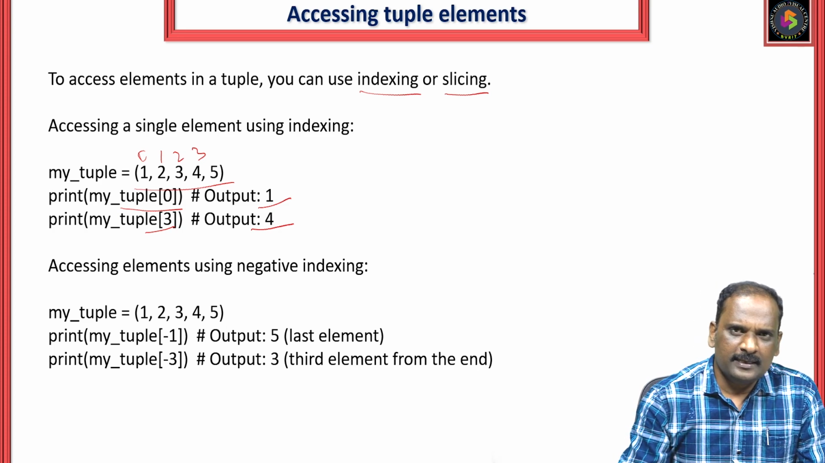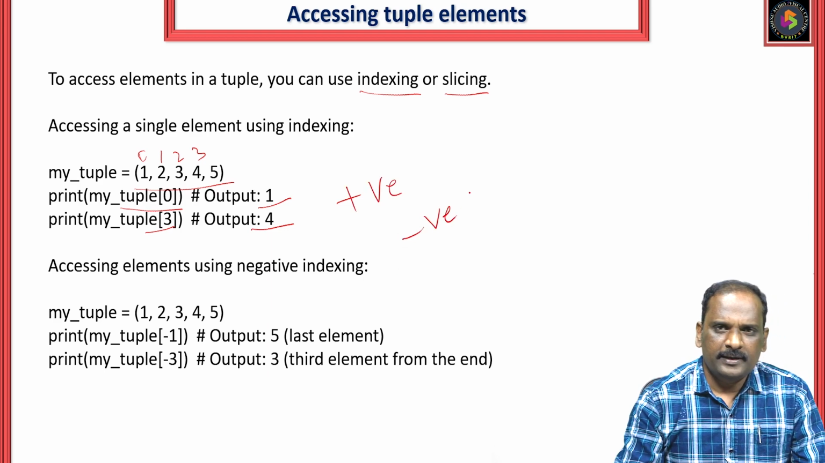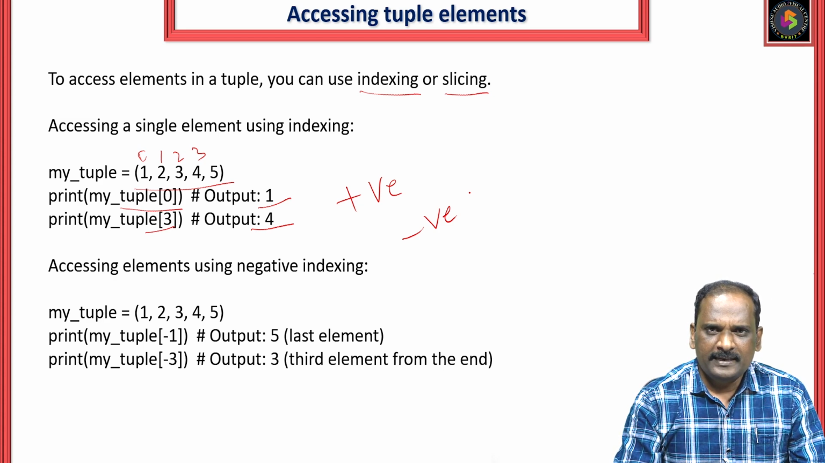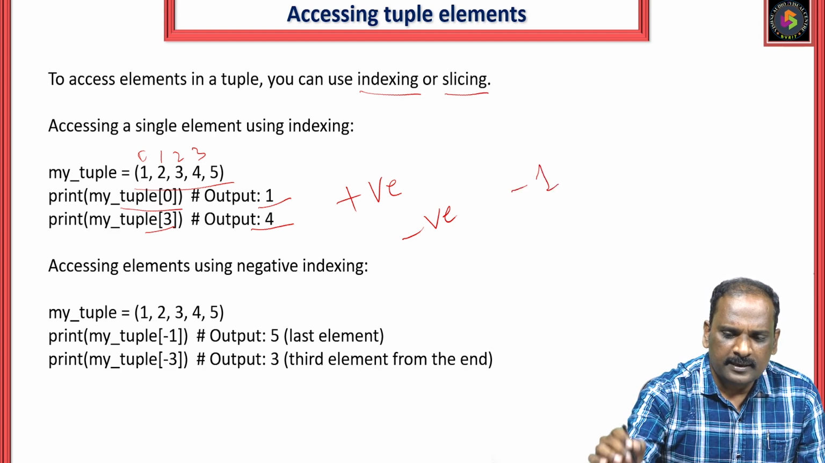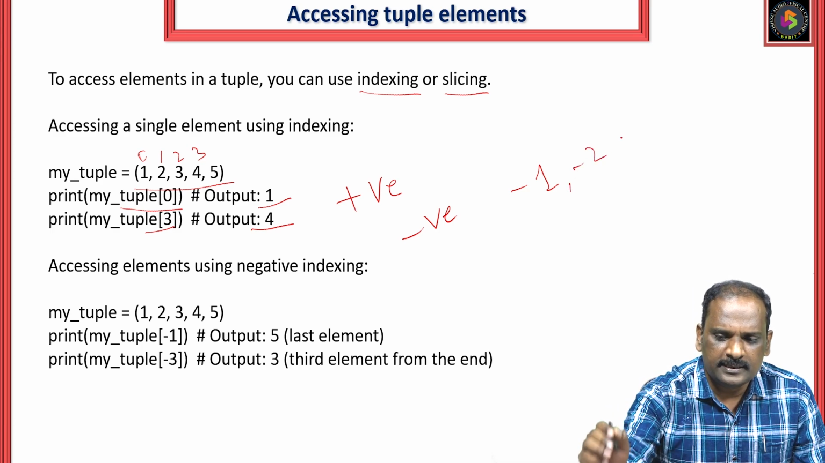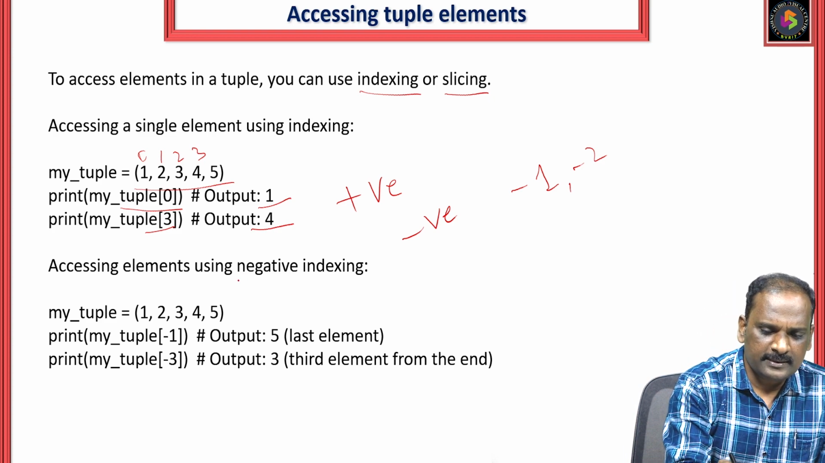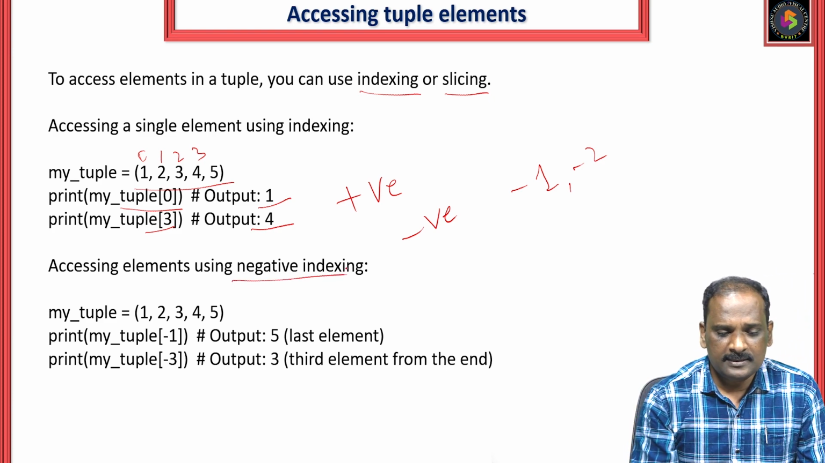As we have seen in the list, there are positive indexing as well as negative indexing. Positive indexing always starts from 0. Negative indexing always starts from -1. In case of negative indexing, -1 is the index of the last element. -2 is the index of the last but one element. So here, accessing the elements by using negative indexing.